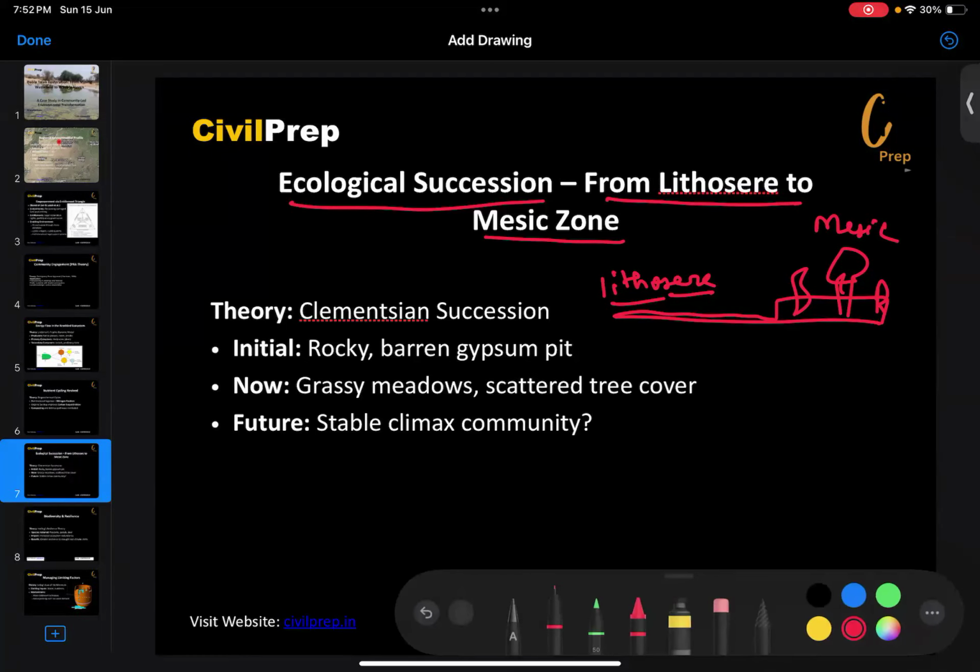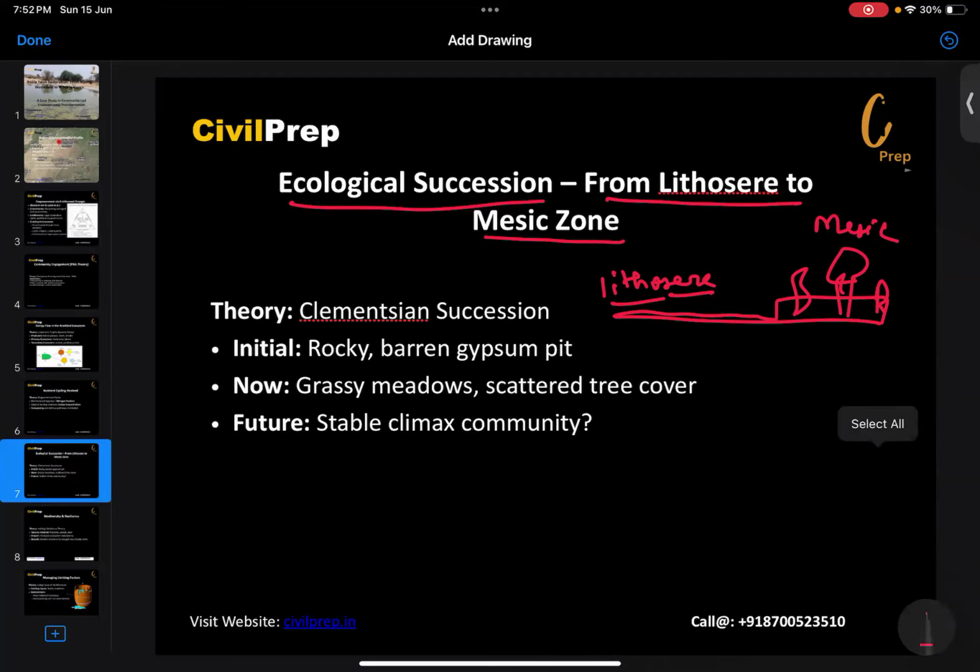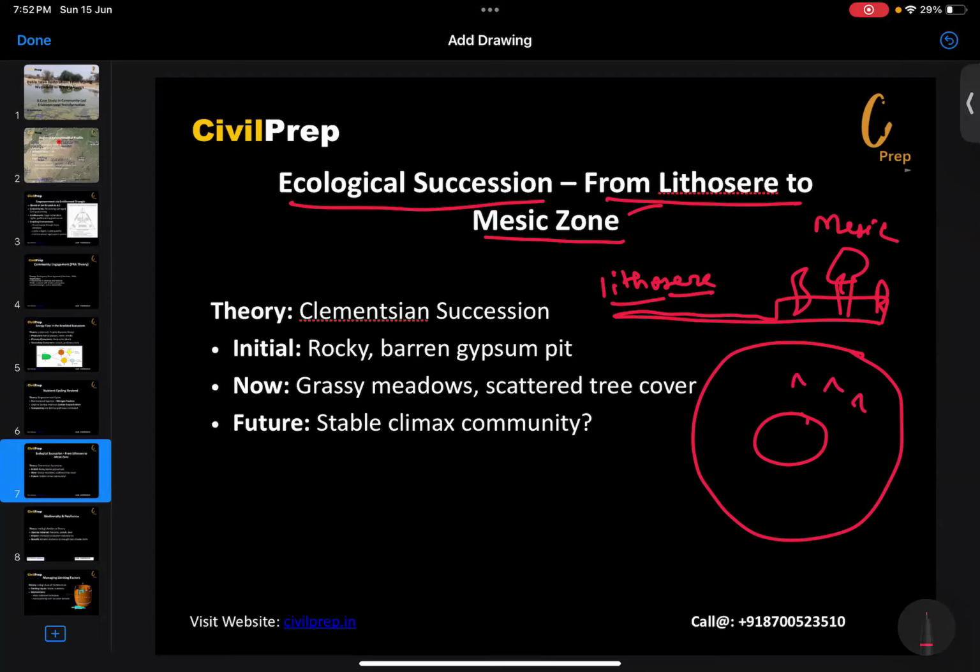So here we see that because of the restoration of the lake, for example, this is the lake and all this region present around it was barren land once. But because of the restoration of the lake, the region surrounding the lake has again got certain shrubs, plants, grasses, not big trees but small trees. So this is a part of the Clementsian succession theory, which is also part of ecological succession. Now, this is not part of primary succession, but it is a part of secondary succession.